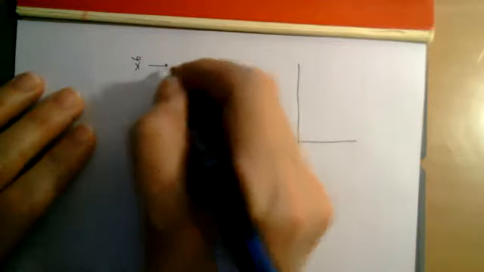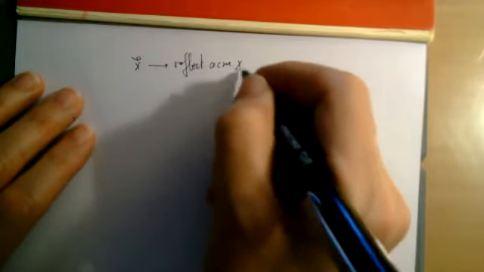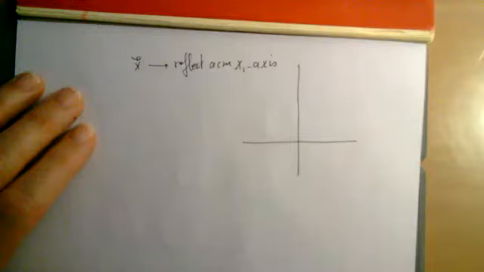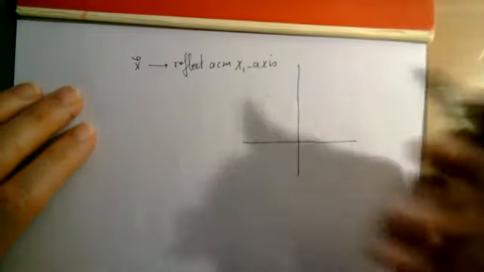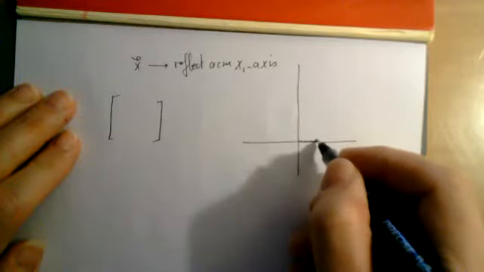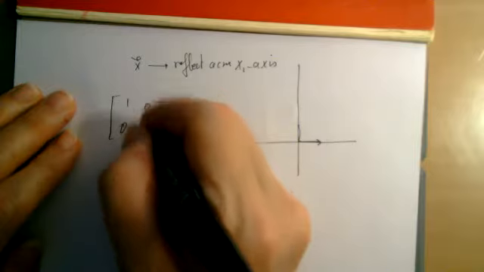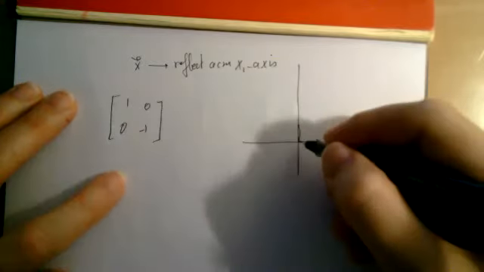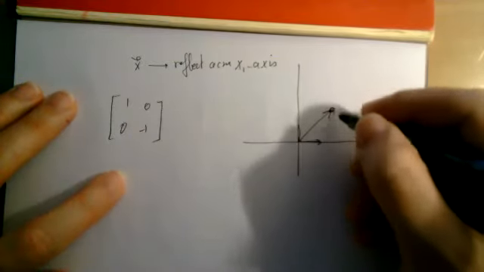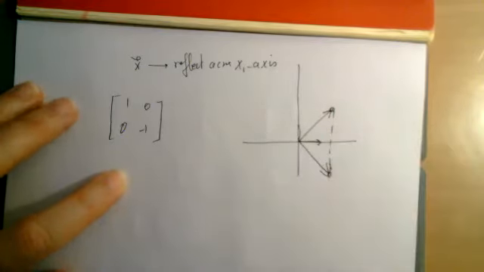It takes a vector, x, and reflects it across the x1 axis. The rotation is a problem; I'll come back to it. So we know what it does. The reflection matrix is: e1 stays here, and e2 goes here. So what it does, it takes a vector and reflects it up here. That's the action of A.